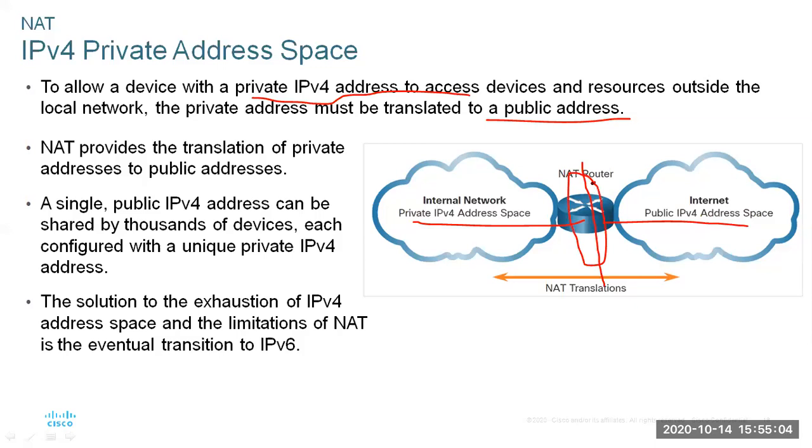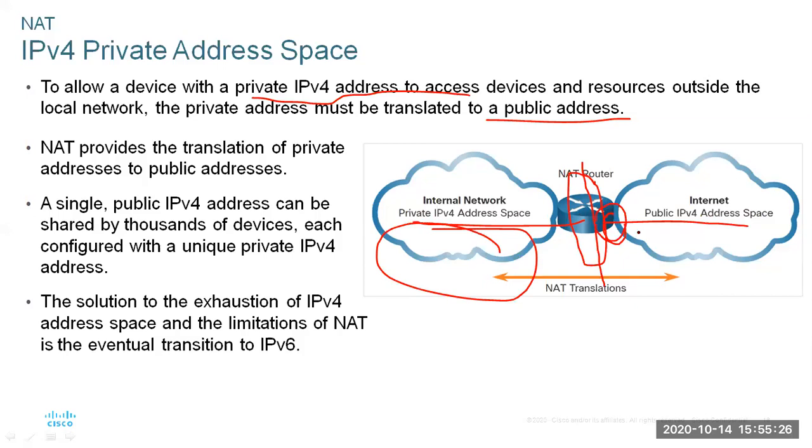All right, so a single public IP version 4 address can be shared by thousands of devices, meaning that I can just have one public IP address, like I showed you, the public IP address from my ISP, and even if I have 50 computers within my local area network here, all of them will have the same public IP.